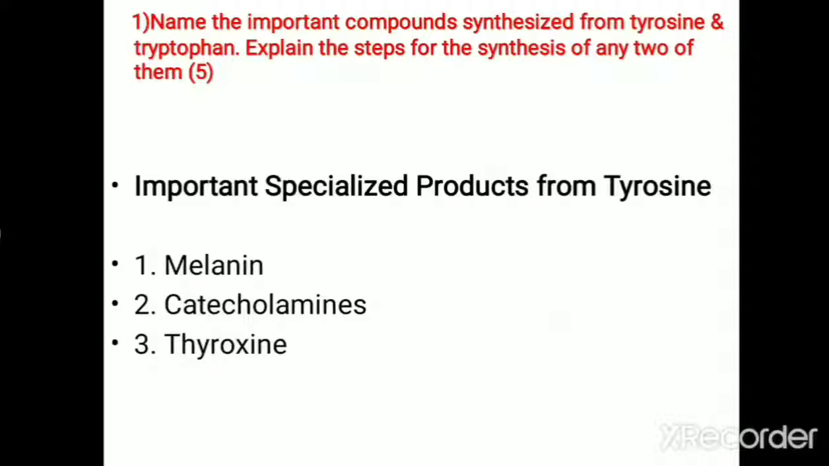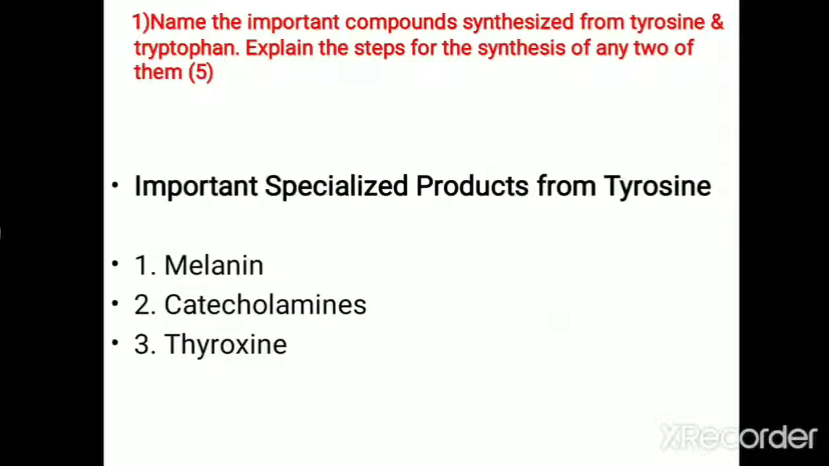So the first part, the answer is the important compounds derived from phenylalanine or tyrosine. Tyrosine is derived from phenylalanine. These are the three compounds derived from tyrosine. The first one is melanin, the second compound is catecholamines. Catecholamines are adrenaline or noradrenaline, or epinephrine or norepinephrine, and the third compound is thyroid hormone. So these are the three compounds derived from phenylalanine or tyrosine, because tyrosine is derived from phenylalanine.